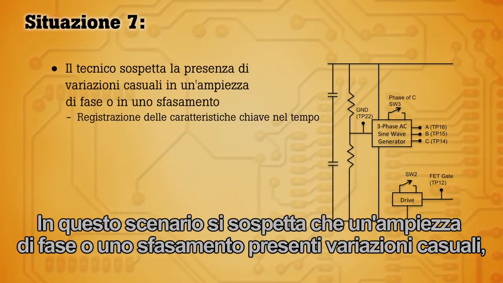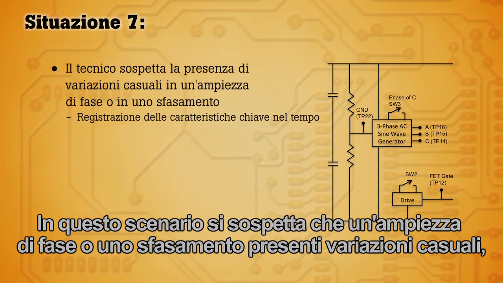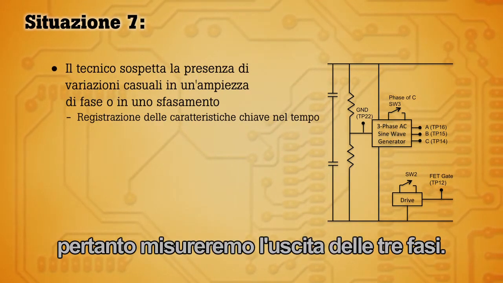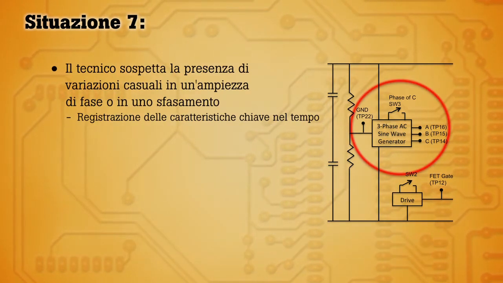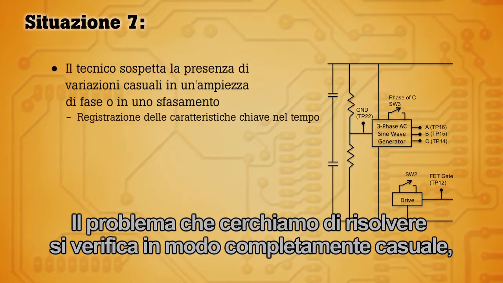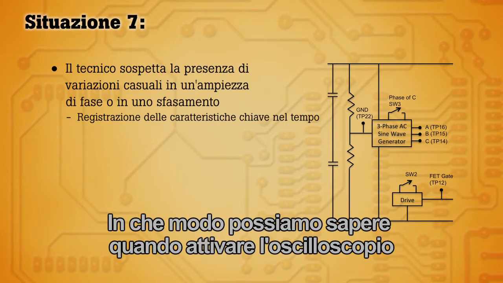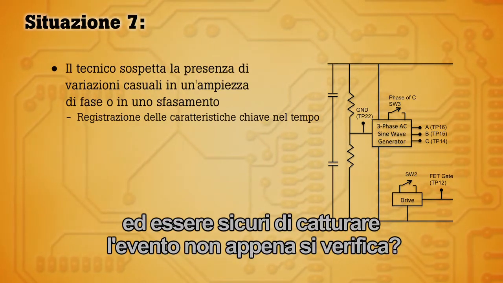In this scenario, we suspect a phase amplitude or phase angle is randomly changing, so we're going to measure the output of the three phases. The problem we'll be trying to solve happens randomly. So how do we capture that event? How will we know when to set up the oscilloscope and be sure we're watching when the event occurs?